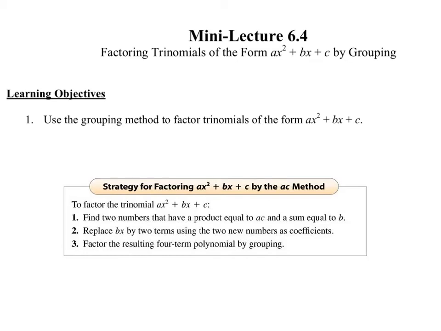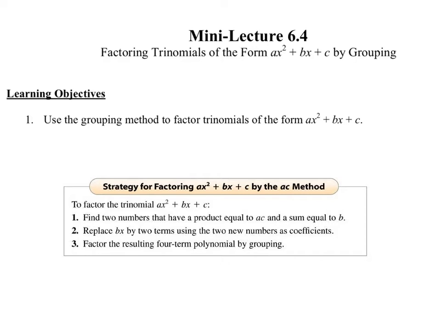In section 6.4, we are factoring trinomials of the form ax squared plus bx plus c by grouping. The grouping method is also called the AC method because you're taking a, the coefficient of the x squared term, and c, the constant, and multiplying those together to get a product a times c. Our strategy for factoring using the AC method is we want to find two numbers that have a product equal to AC and a sum equal to b, that middle coefficient.